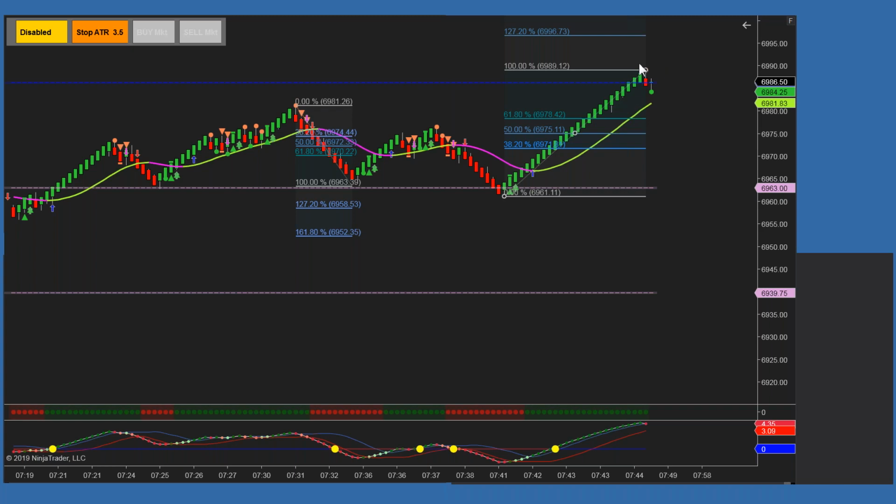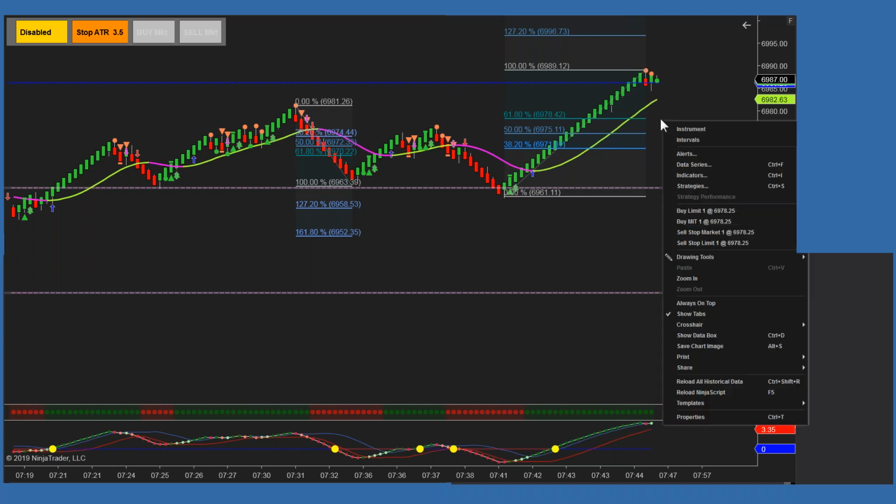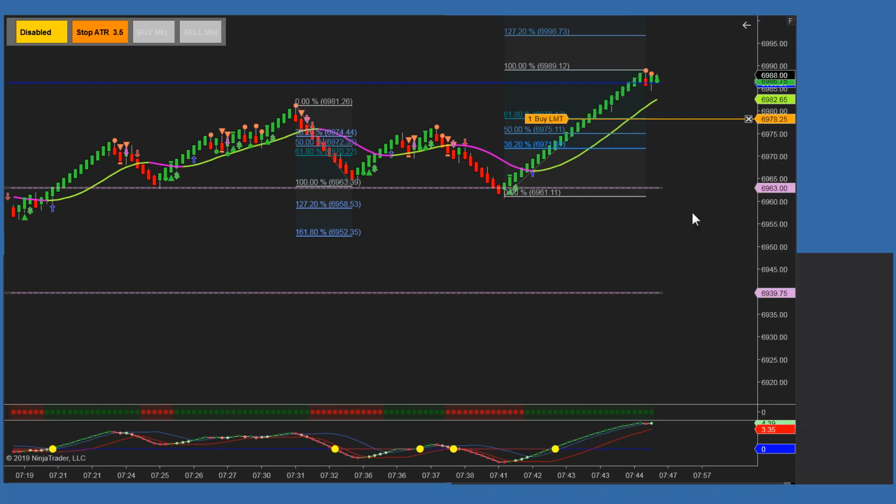Here you can see we have a very, very fast move higher, so I would be looking to make a buy on a limit down to the first retracement. Oops, wrong tool. There we go.